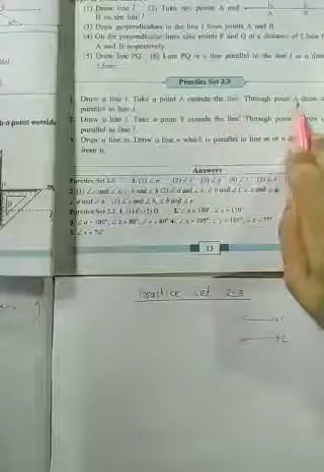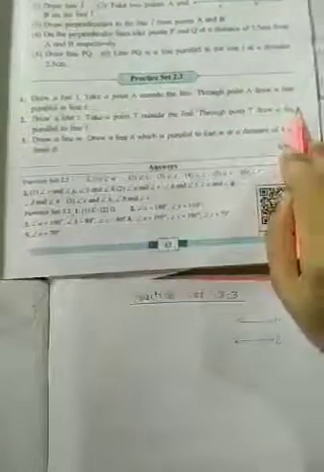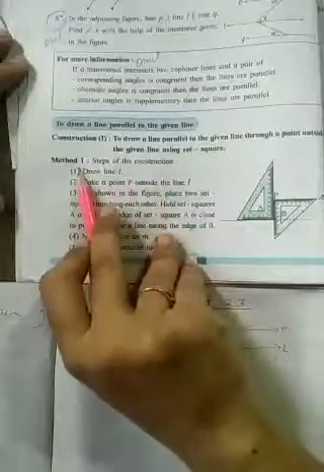Okay, now see here, this is your first question. Draw a line L, take a point A outside the line. Through point A draw a line parallel to line L. So let's start the construction. Now in this, you have to follow the first method, the steps of construction by this method. Okay, so let's start. First we will draw a line L.